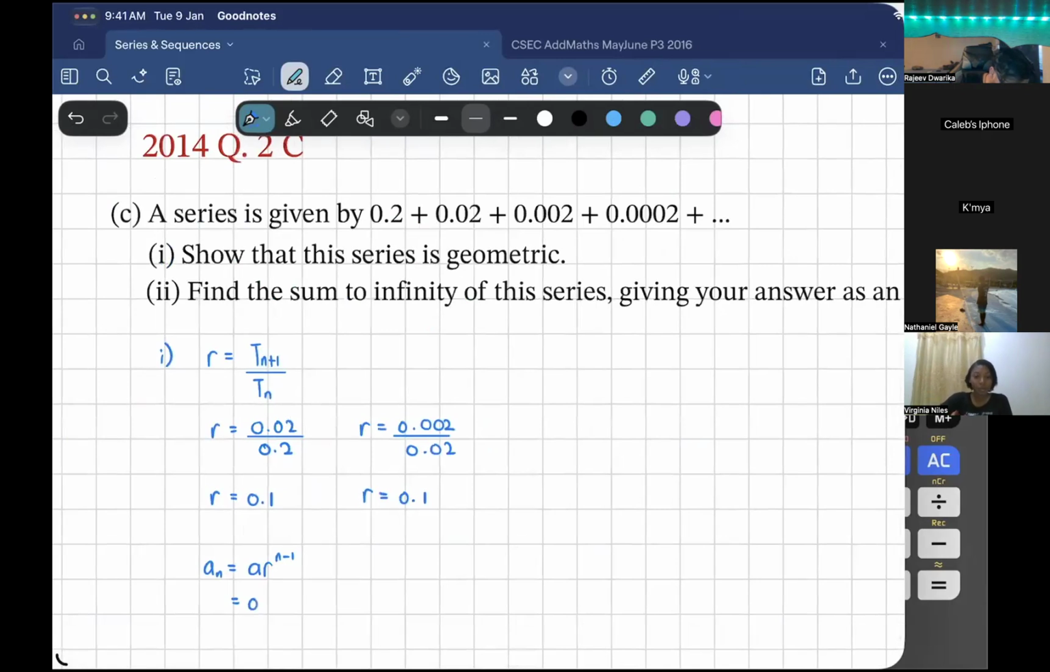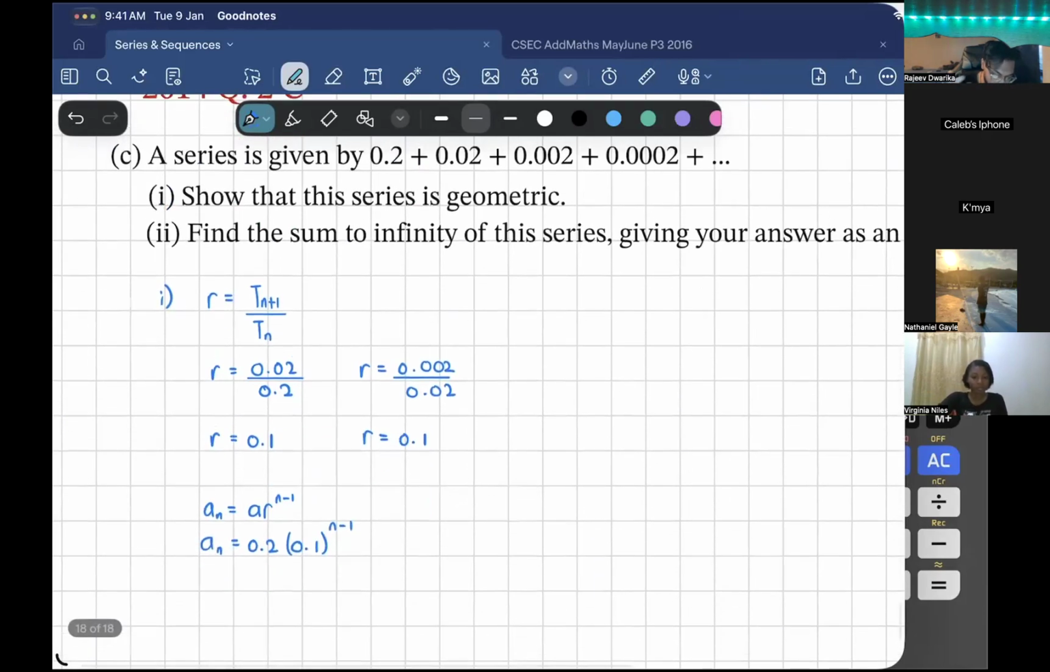First term is 0.2. What's the common ratio? 0.1. Right? And this would give me my nth term. To verify if it's true, let's check it with the first term, A1. So that would be 0.2 by 0.1 to what power? 0. Yeah, and anything to the power 0 is? 1. So you're just gonna put 0.2 because 0.2 by 1 is 0.2.